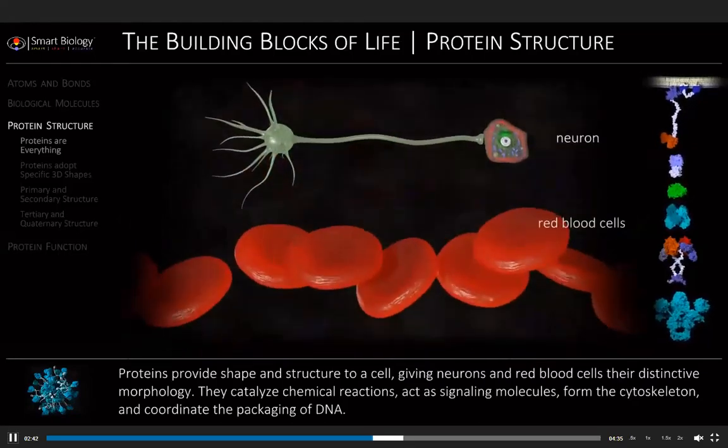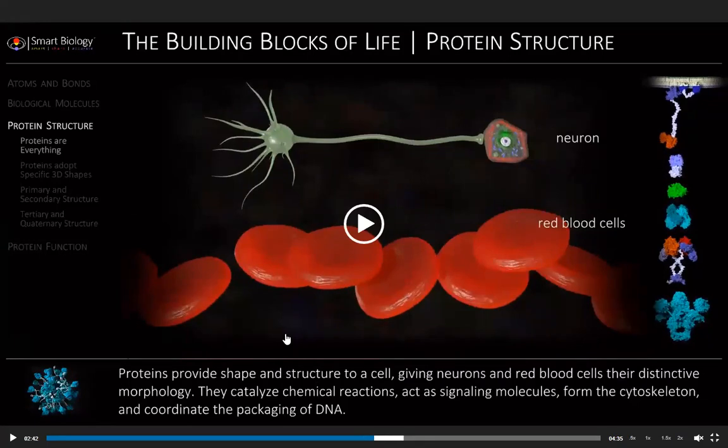So proteins, since they have very unique shapes, also give very specific shapes to the cell, so structural support to the cell. For example, neurons and their very specific shape can be attributed to proteins as well as to the membrane lipids, of course. And red blood cells with their very distinctive morphology also depend highly on the proteins that are found in the membrane of the red blood cell.